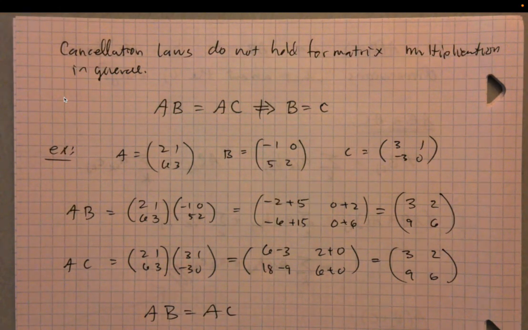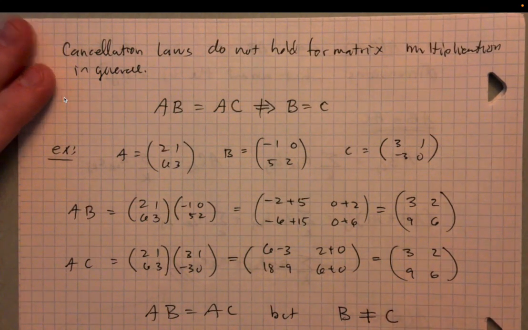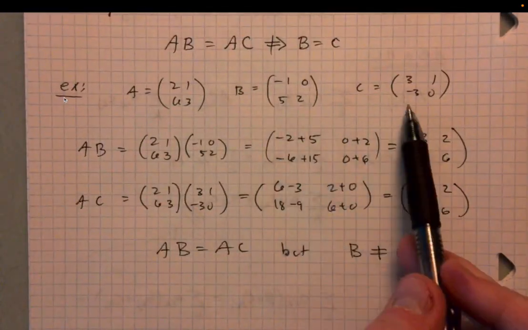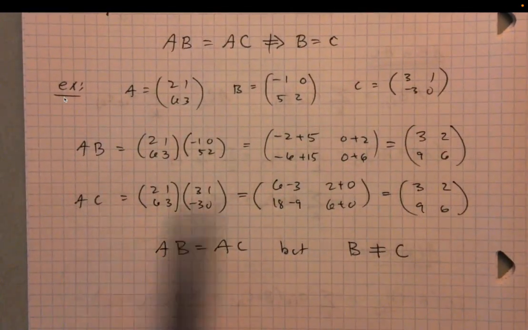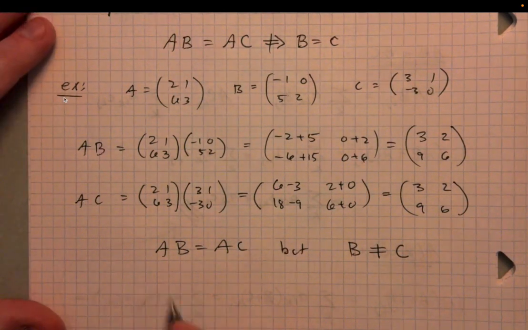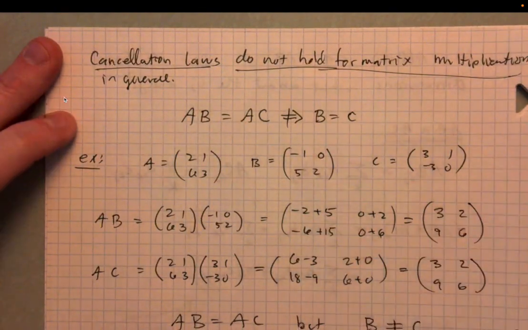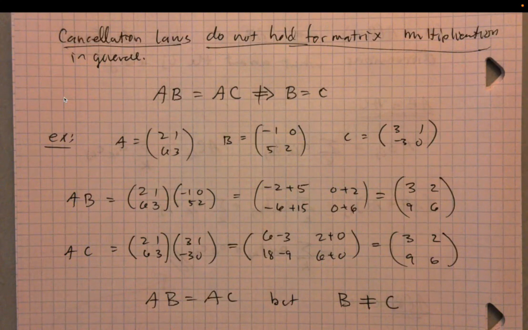But obviously B is not equal to C. Here's B, here's C. They're not the same, but we just showed that AB and AC are the same. So this is a specific example where the cancellation law doesn't hold, and in general it doesn't hold. So the cancellation laws do not hold for matrix multiplication. They hold for real numbers, but not matrix multiplication.